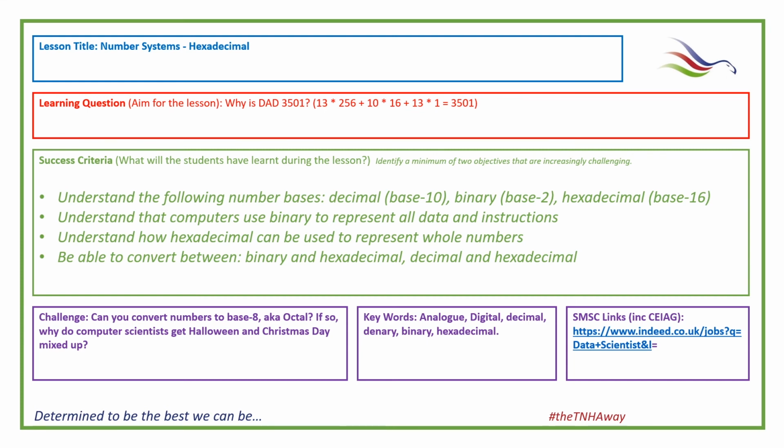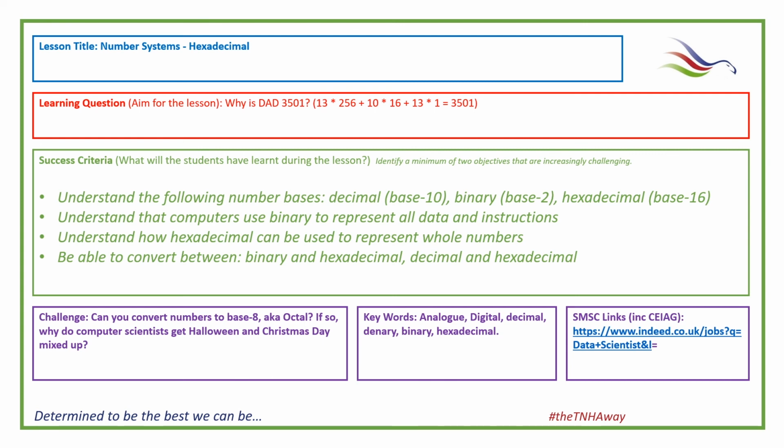So you should now be at a stage where you can tell us what digital and analog is. Tell us why computers store things as binary. Describe the 3 main number bases we use in computer science, base 10, base 2, and base 16. You should be able to represent whole numbers in hexadecimal and binary. And you should be able to convert between binary, hexadecimal, and denary, and any combination of those 3.